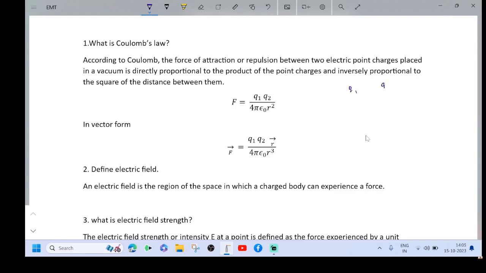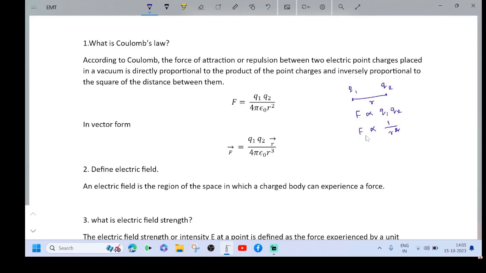Q1 and Q2 are the two point charges separated by a distance r. The force of attraction or repulsion between them is proportional to the product of the two charges, and F is inversely proportional to the square of the perpendicular distance between the two charges Q1 and Q2. Then these two are combined and presented in this form. To remove the proportional sign, we have used the constant 1 divided by 4 pi epsilon naught.